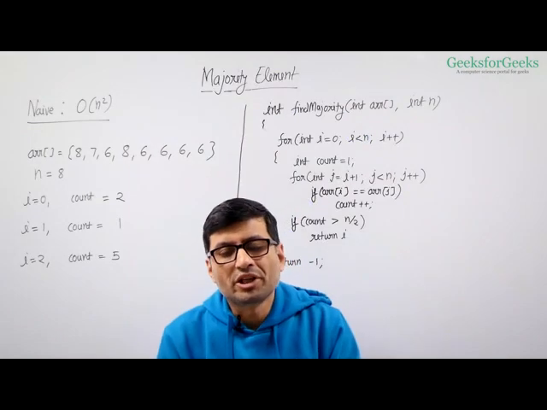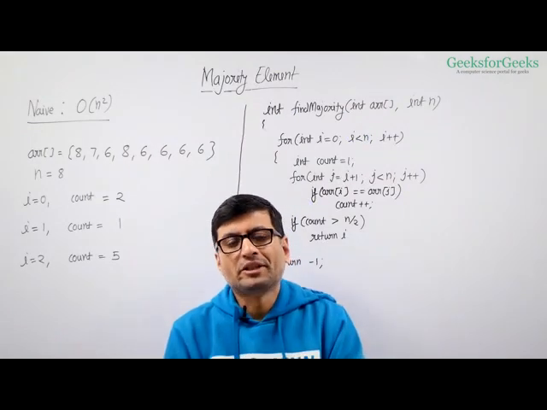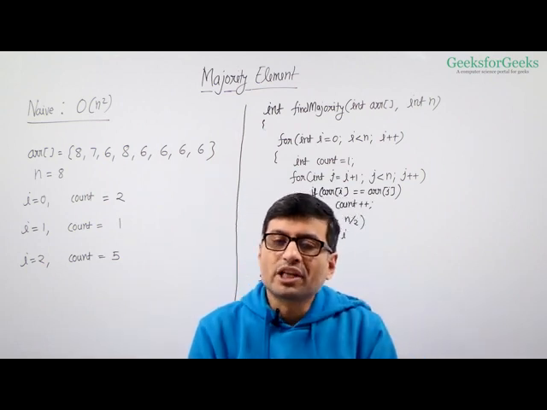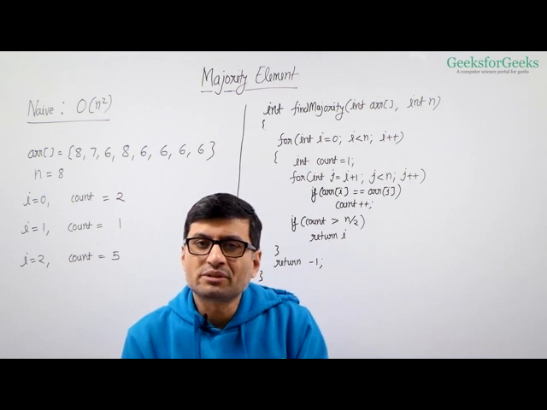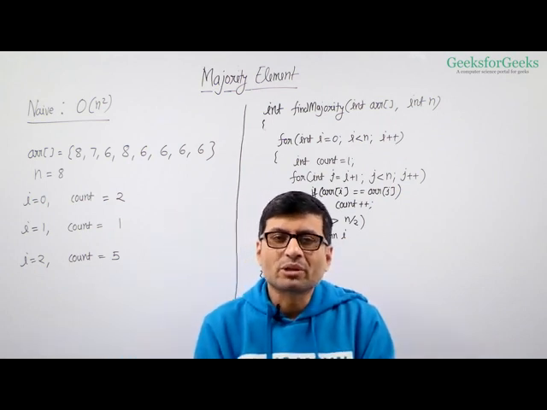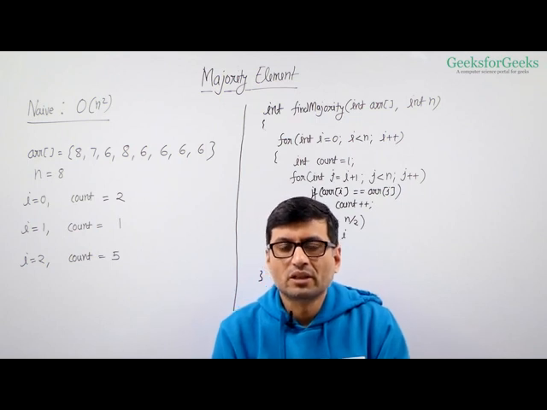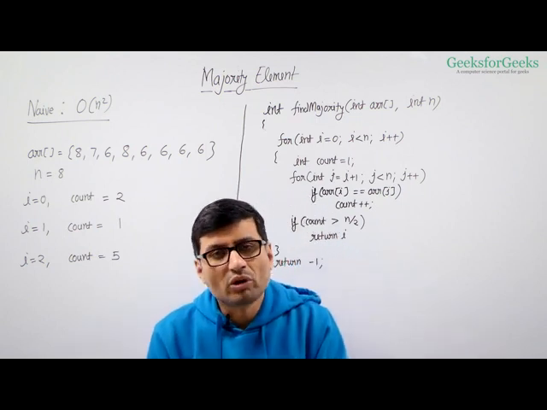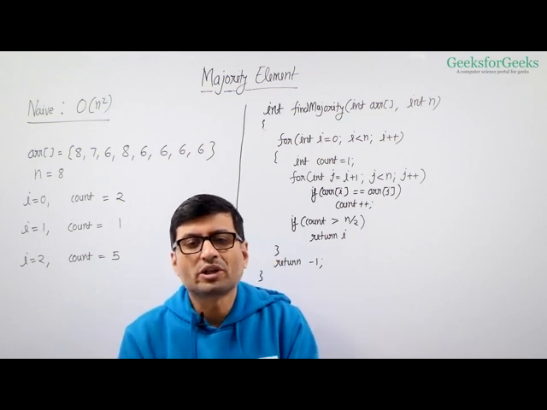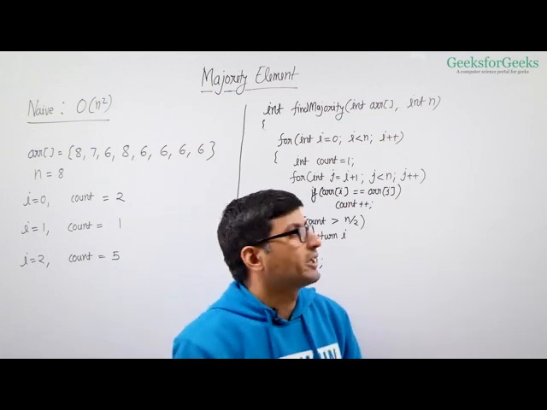Let us talk about the naive solution first. The idea is to traverse through all the elements one by one. For every element, count how many times it appears in the array. And if this count is greater than n by 2, then simply return the index of this element. And if you traversed the whole array and did not find any element whose count was more than n by 2, you return -1. That's the simple idea.